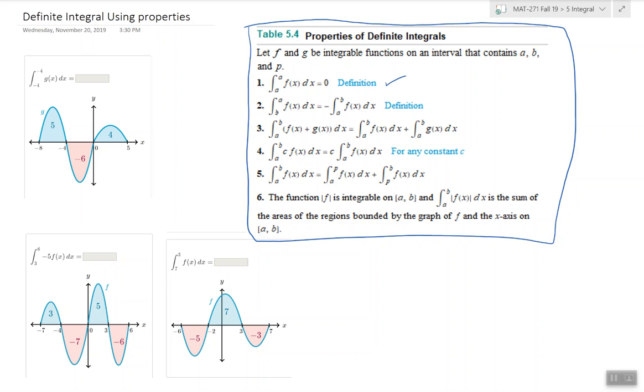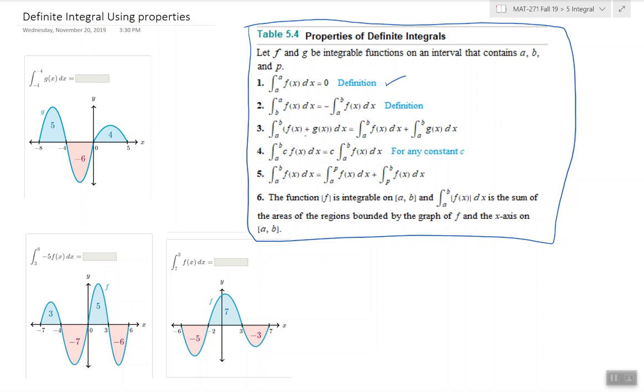Now let's look at the next one. The definite integral from b to a of f of x dx, this is again definitional, so we have to remember this one, is the negative of the integral from a to b of f of x dx. So we can switch our bounds around as long as we put a negative sign in front of our definite integral. The integral from b to a is the negative of the integral from a to b of f of x dx.